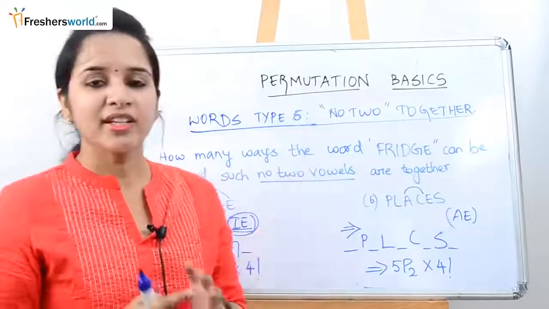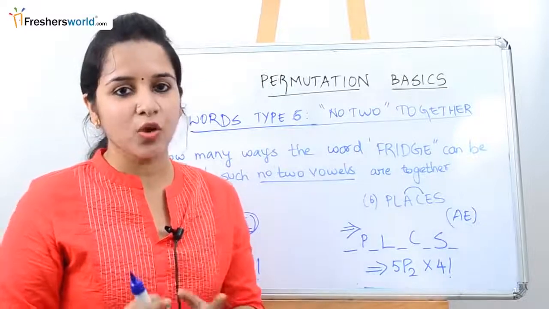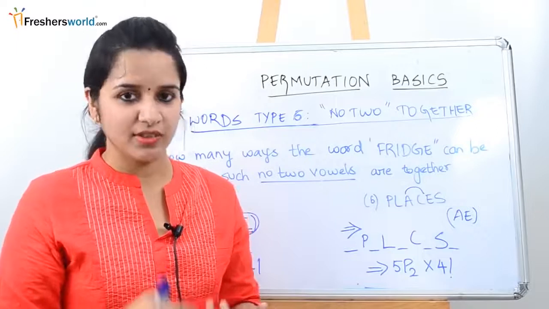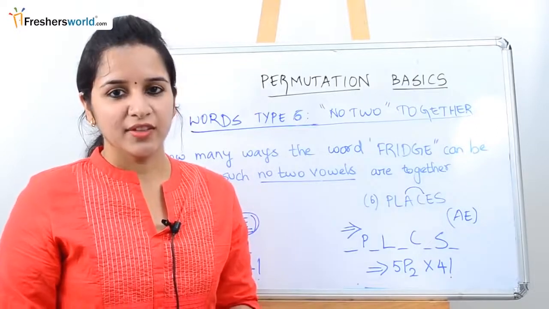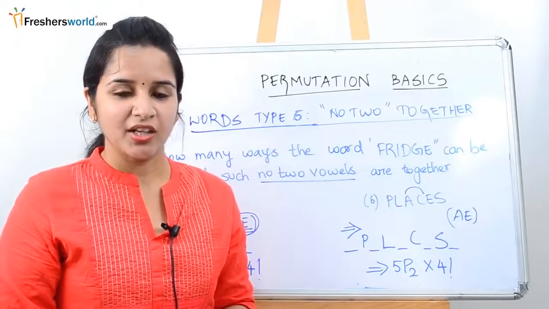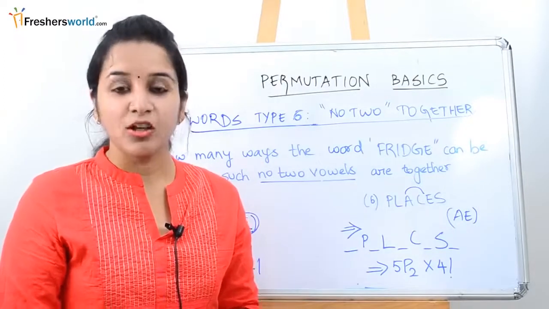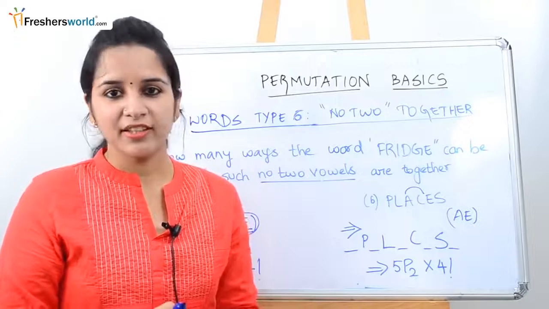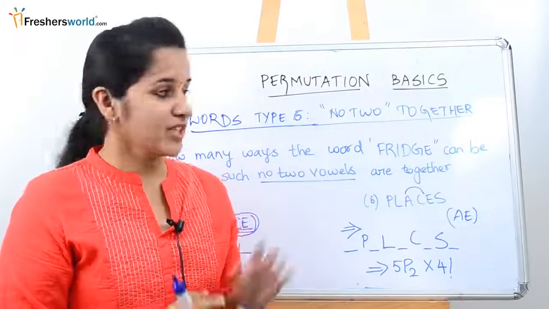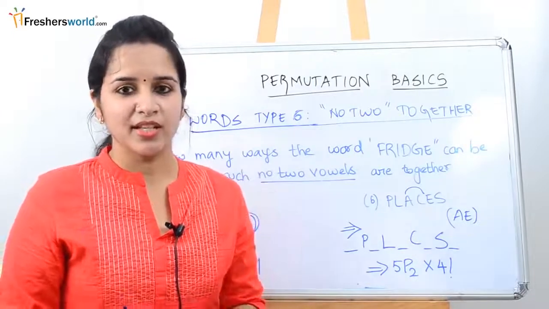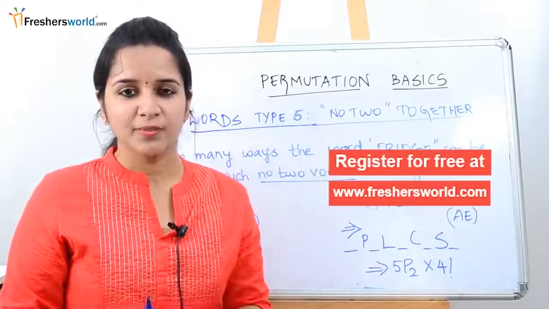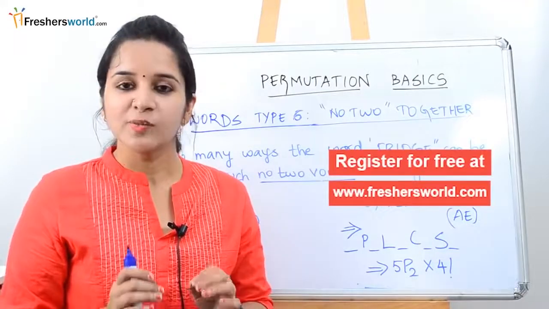So in case of permutation, we dealt with 2 concepts, which are numbers and words. In case of numbers, we dealt with with 0 and without 0. In case of words, we dealt with repeated letters and non-repeated letters, and then repetition allowed and repetition not allowed, always together, never together, odd and even places, and no 2 vowels or any words together. So these are the various types of problems that you can deal with in permutation. If you are thorough with these basic concepts, any type of sums that you're going to face in an aptitude exam will be like a cakewalk.